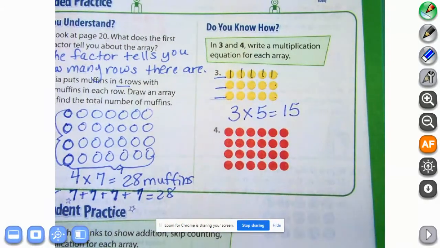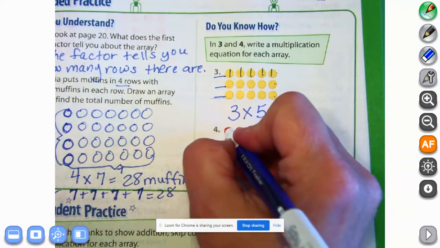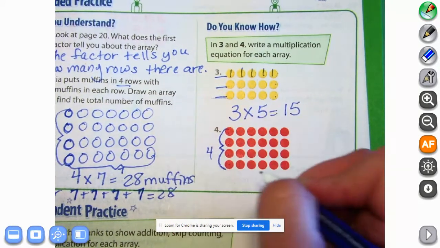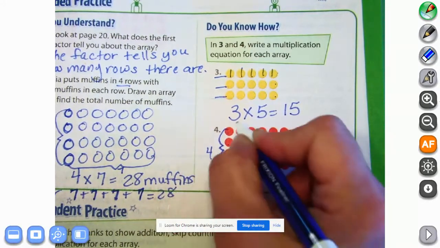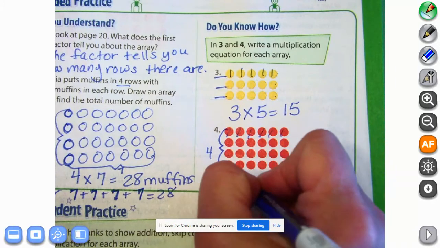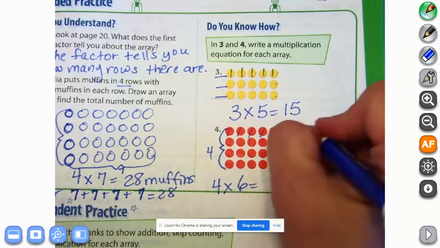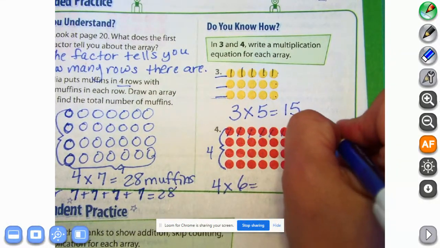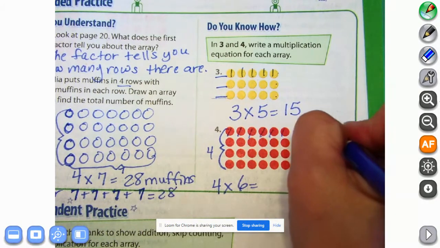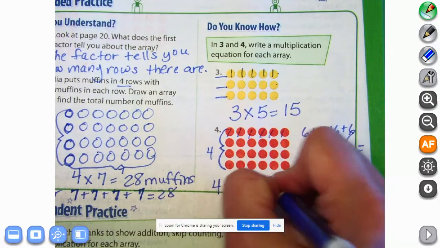3 groups of 5 is the same as 5, 10, 15. Do you see that? This one, how many rows do we have? 1, 2, 3, 4. Groups of 1, 2, 3, 4, 5, 6. 6 plus 6 plus 6 plus 6 is 12 plus 12, which equals 24.